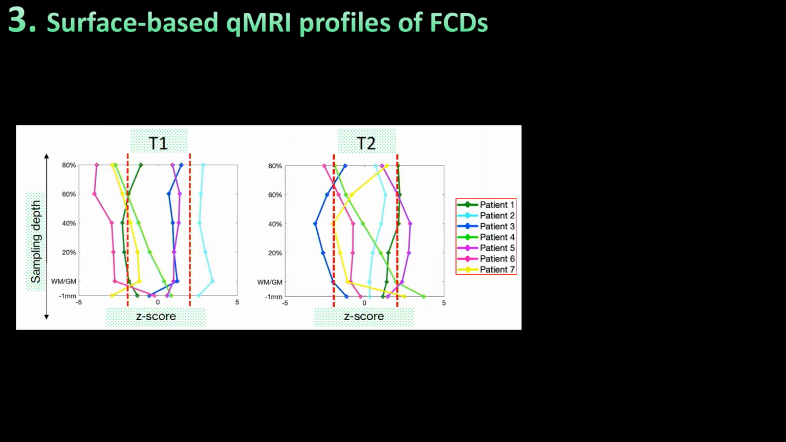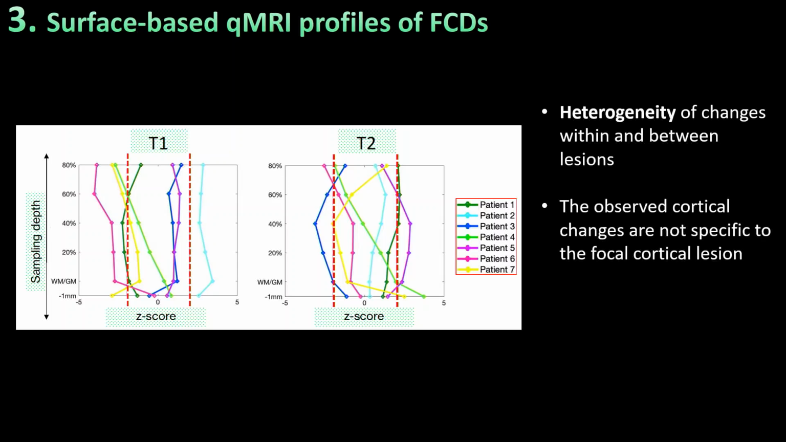And this here is just the pilot results showing, in the colored lines, the Z-score profiles for each of the patients. Anything that goes beyond the red dashed lines indicates a significant deviation from the control distribution. In general, you can see that both within and between lesions, changes in T1 and T2 are quite heterogeneous. This suggests that the cortical changes we observed in the previous 2 steps are likely not specific to the focal cortical lesion. Again, we didn't detect any associations with clinical variables.